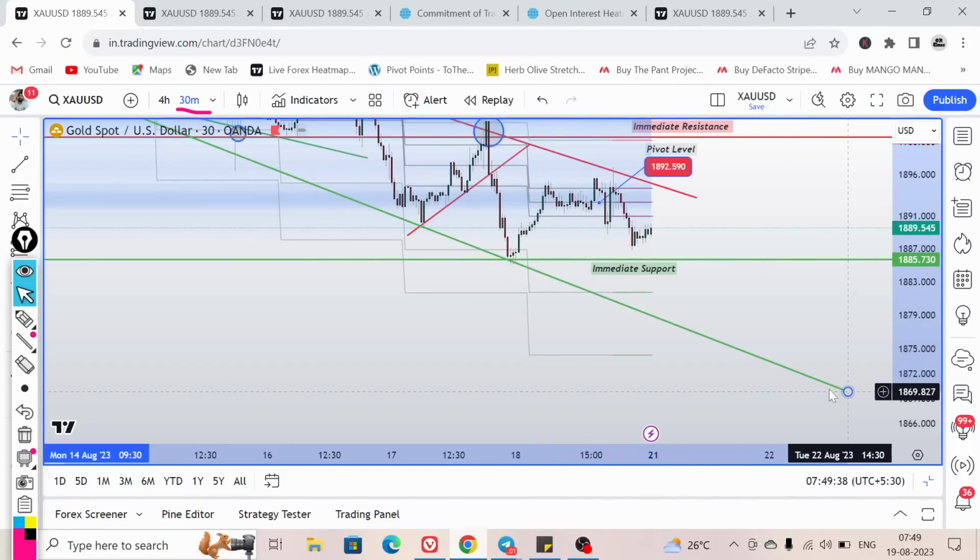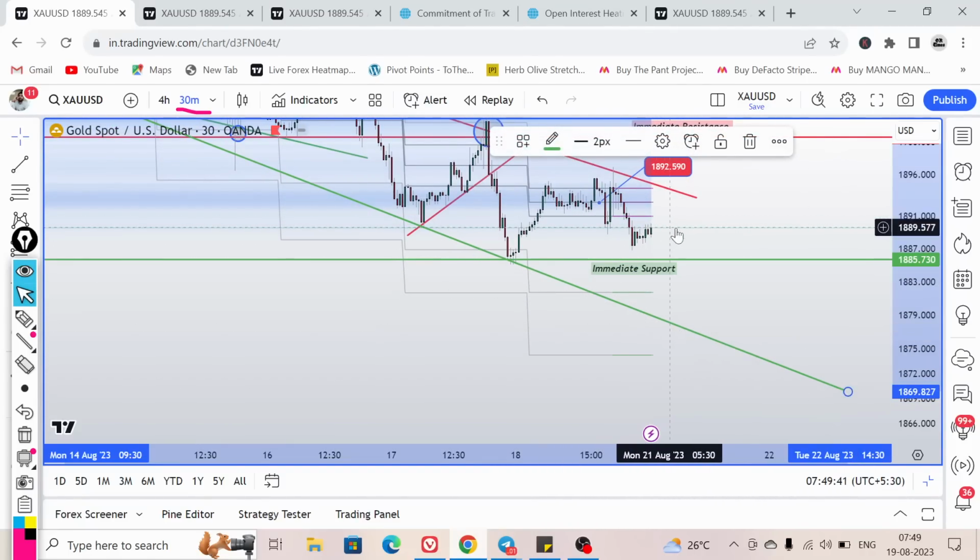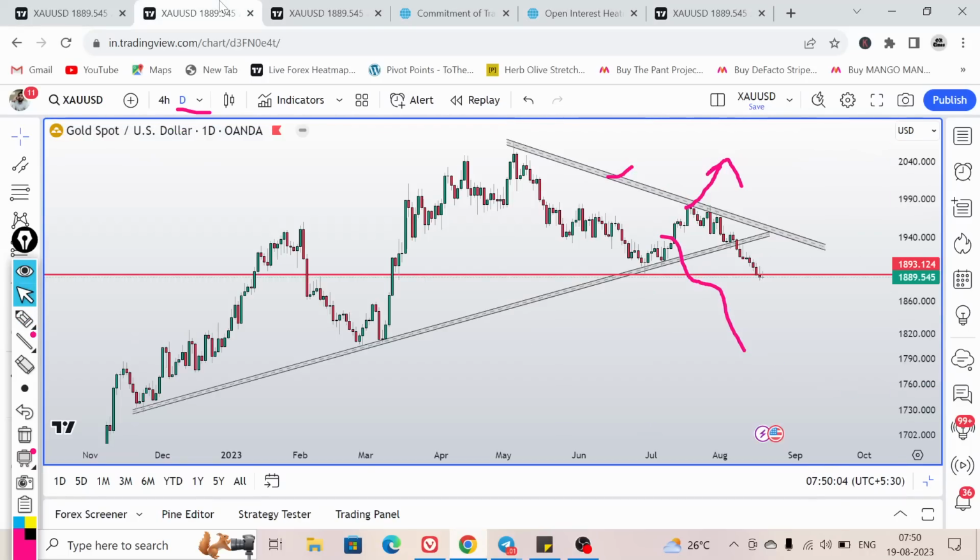So if we extend it like this, we can expect further decline as per the price movement, because recently price rejected from this area or this price level. So further decline is possible unless the gold price is able to break above this trend line. So we have to look for the sell opportunity only, as per the intraday time frame.